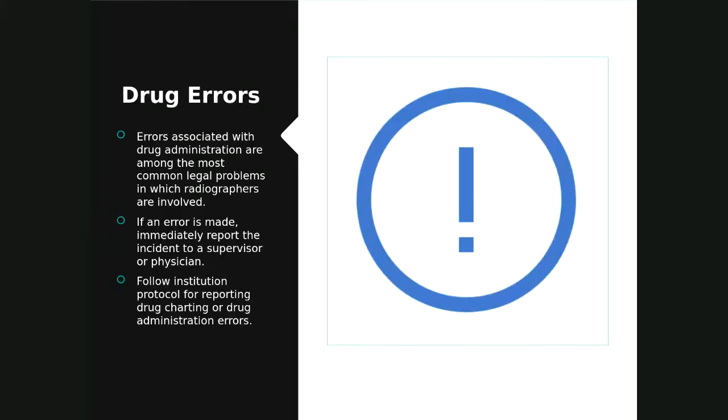As far as drug errors, there are errors associated with drug administration, and they're among the most common legal problems in which radiographers can be involved. If an error is made, immediately report the incident to a supervisor or a physician. Do not try to hide the error. Just go and let someone know about it so that ideally it can be corrected. And you want to follow the institution protocol for reporting drug charting or drug administration errors.